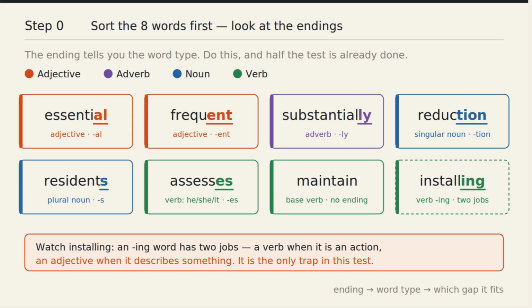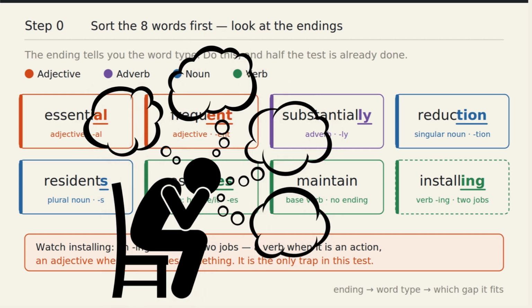And by the way, these are exactly the kinds of words you need to recognize quickly in PTE. You don't want to spend test time thinking.